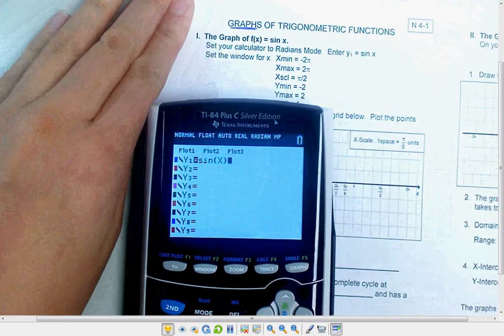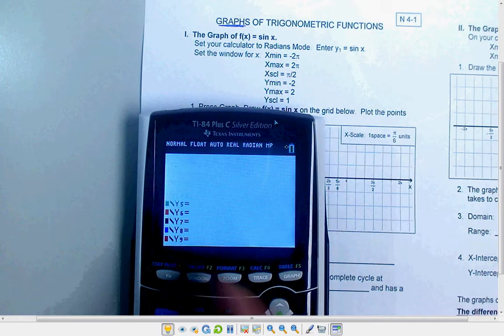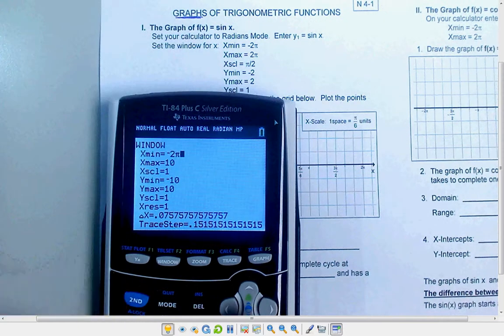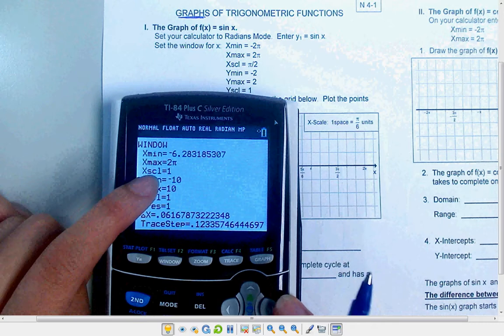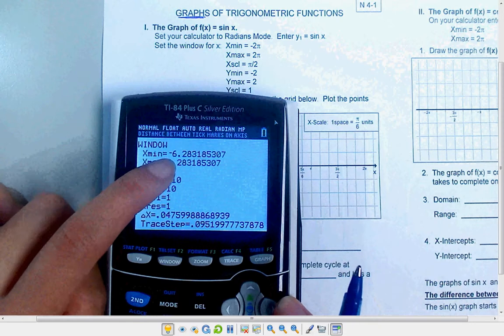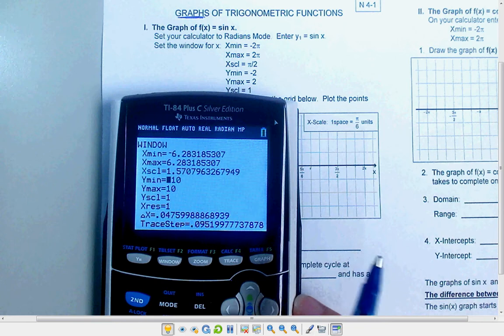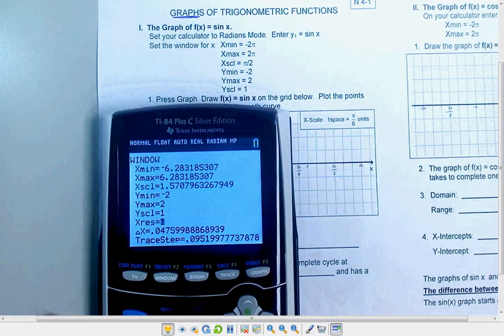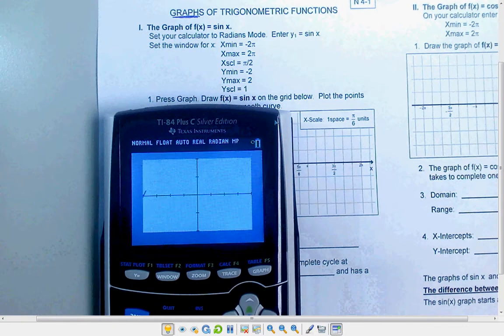Our window is going to be set using the following numbers on your paper. So we're going to go to window and type in, we want x min to be negative 2 pi, x max to be 2 pi. It's okay after you type it in and you go down, the 2 pi will turn into a number, that's fine. Our x scale, we want it to be pi over 2, so those are our tick marks. Y minimum is negative 2, y maximum is positive 2, and our y scale is 1. So once you have all of these in your window, we're going to press graph.